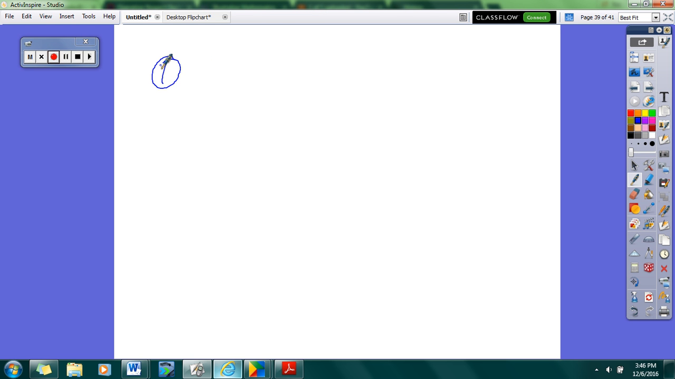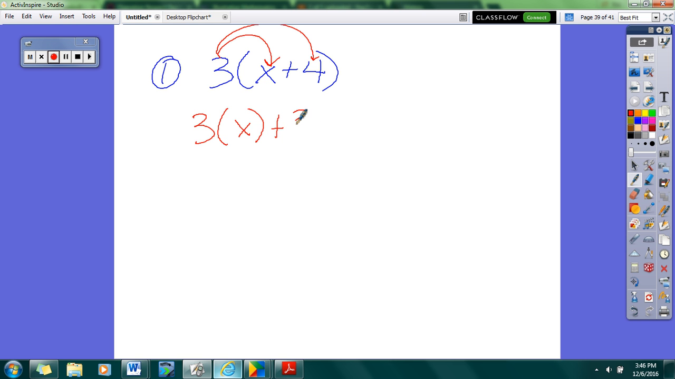Number one, I have 3 times x plus 4, okay? So if you remember the distributive property, we take the number in front of the parentheses and we distribute it using multiplication to each of the numbers inside the parentheses. So I'm going to put 3 times x plus 3 times 4. So I'm distributing the 3, multiplying it by the x, and then 3 multiplying it by the 4. Then I just simplify as much as I can. This is left as 3x, and 3 times 4 is 12, so this is in its simplest form.